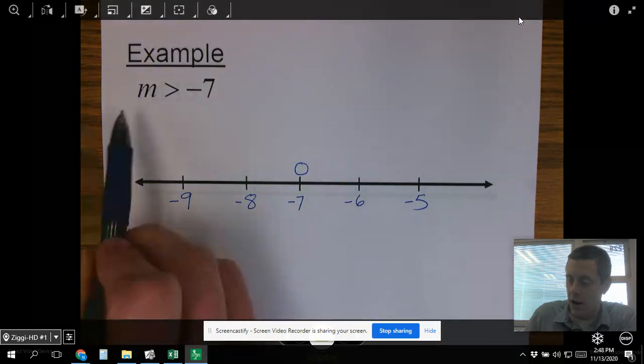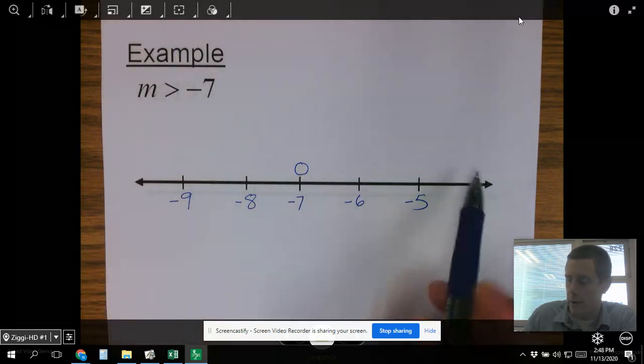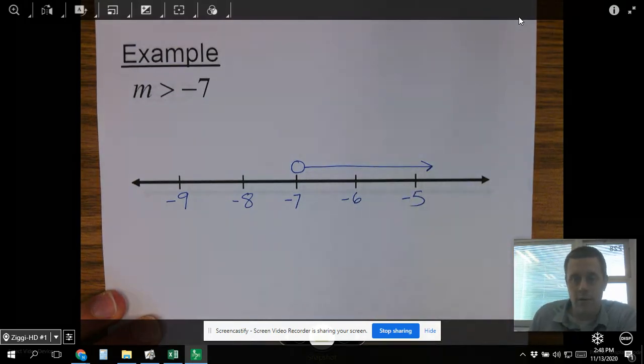Now, direction of my arrow, I want values that are greater than negative 7. I will find that to the right on the number line. So from my starting point, we're going to draw an arrow pointing to the right. m is greater than negative 7.